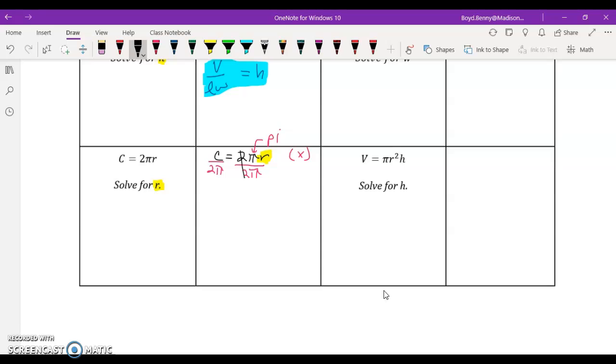And I notice that 2 divided by 2 is 1, pi divided by pi is 1, gives me r by itself on the right-hand side. I can't simplify anything on the left-hand side, so I'll just rewrite it as it appears. And this is my solution. r equals C divided by 2 pi. So my new formula is radius equals circumference divided by 2 times pi.